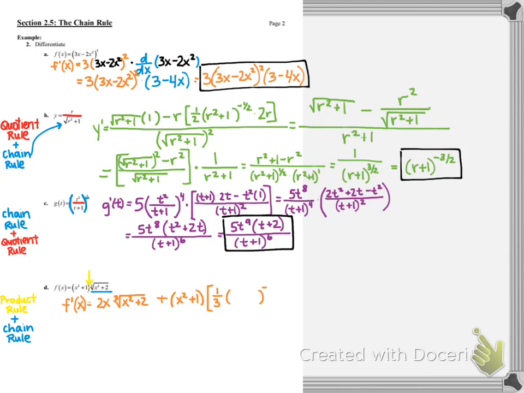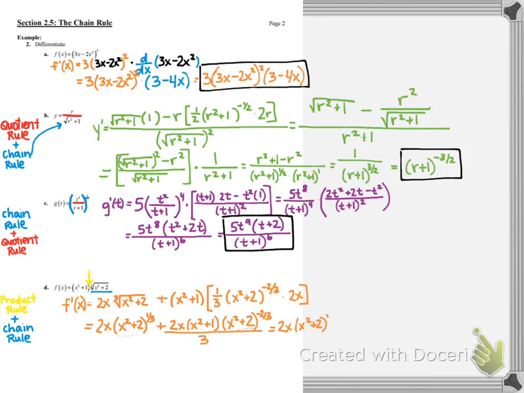So we bring down the 1/3, subtract 1 from the exponent, and that gives us an exponent of negative 2/3. We will evaluate this at the inner and then multiply by the derivative of the inner. Now then, it's time to simplify. I'm just rewriting that radical as a fractional exponent so that I can simplify it with the second piece. Notice that we have the x squared plus 2 and the x squared plus 2, which I underlined in gray.